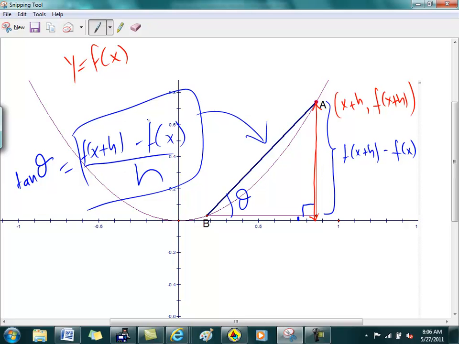Are you guys with me on that? Does everybody know that the tangent of an angle is the slope of a line? Rise over run. What's the slope of a line? Rise over run. Here's your rise. That's your rise. That's your run. So rise over run is your slope.